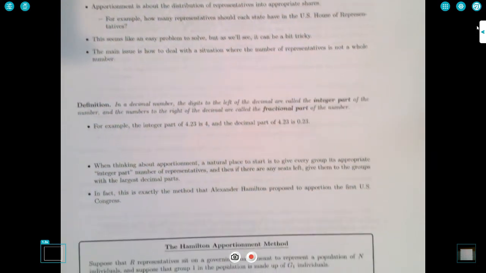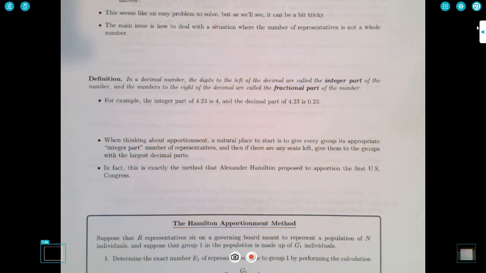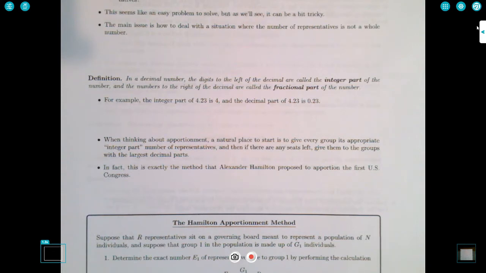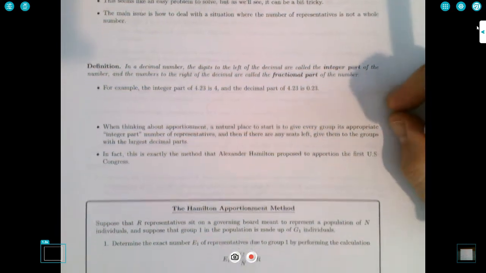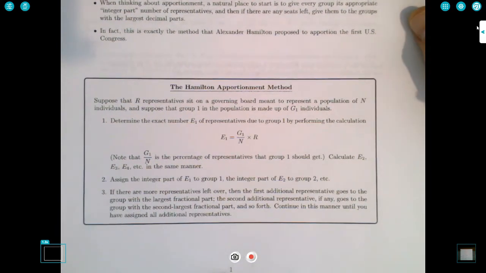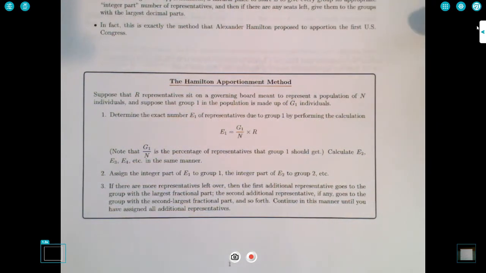Okay, so when thinking about apportionment, a natural place to start is to give every group its appropriate integer part number of representatives, and then if there are any seats left, give them to the groups with the largest decimal parts. And in fact, this is exactly the method that Alexander Hamilton proposed to apportion the first U.S. Congress. Okay, so here it is, in all of its glory. So the Hamilton apportionment method works like this.